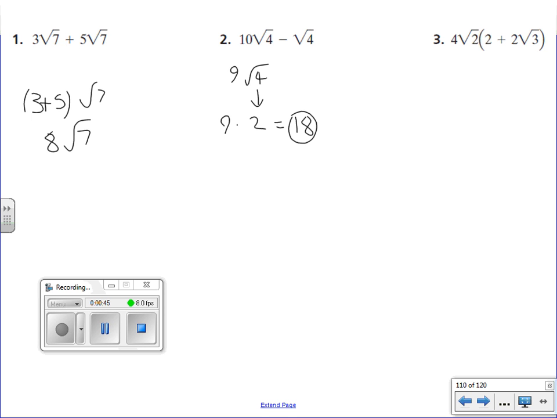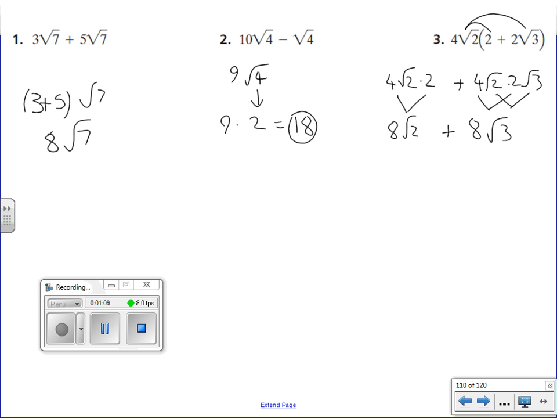Here's a distribution question. So we're going to distribute the 4 root 2 inside the parentheses. So we're going to end up with 4 root 2 times 2 plus 4 root 2 times 2 root 3. 4 times 2 is 8 root 2 plus 4 times 2 is 8. Root 2 times root 3 is root 6. Root 6, we can't simplify anymore, so our final answer is 8 root 2 plus 8 root 6.